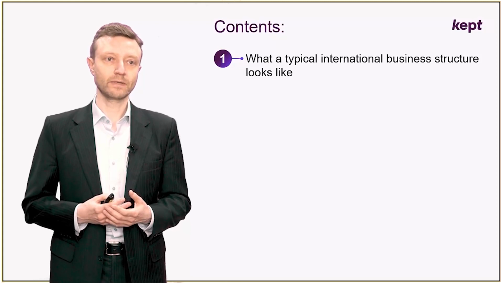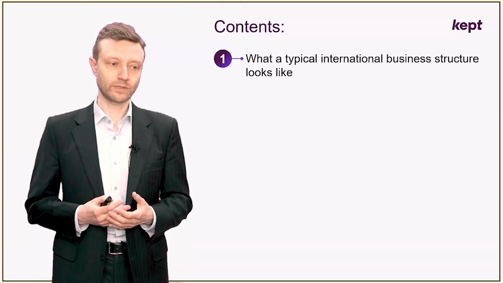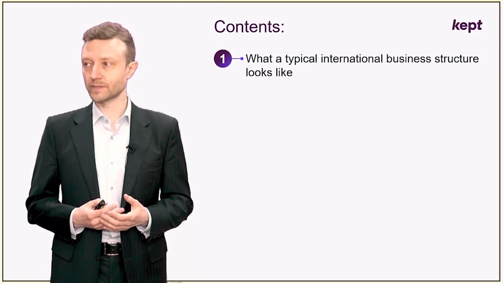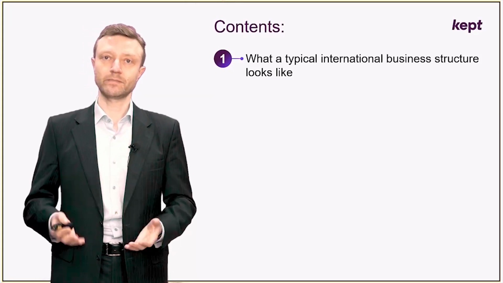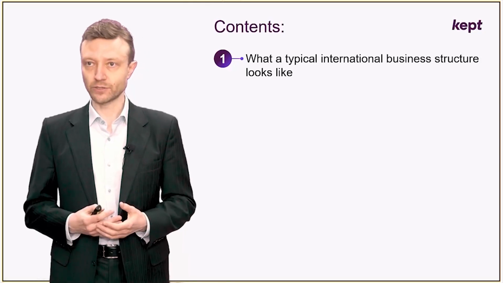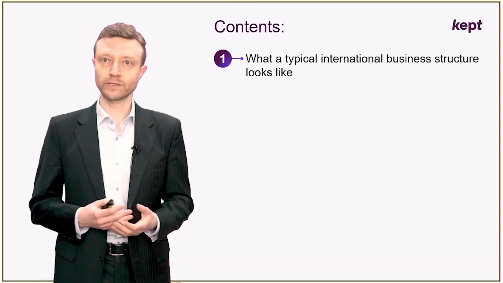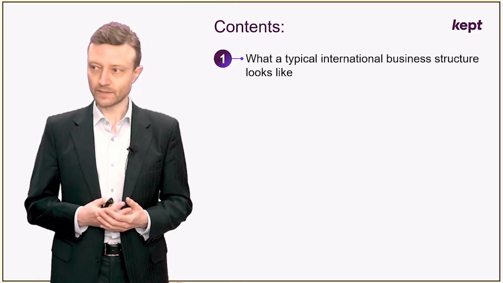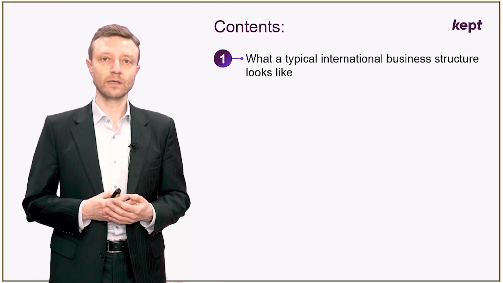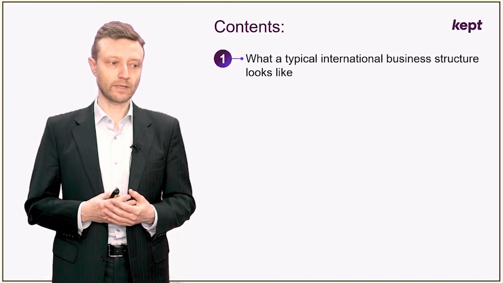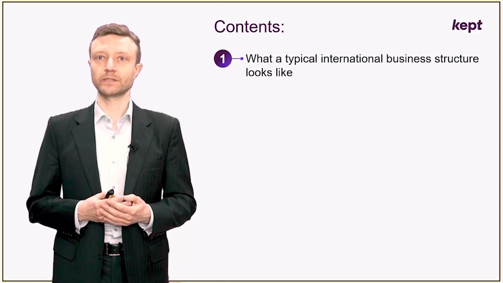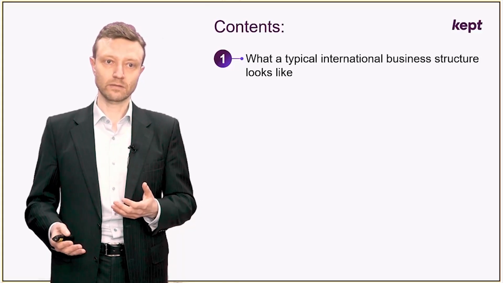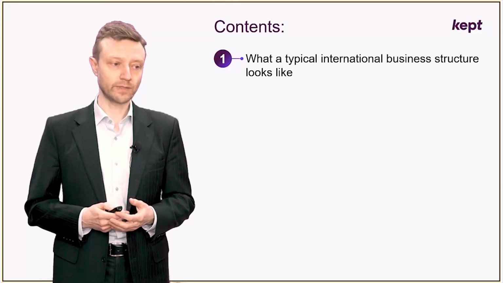should be easy to understand by people who are not necessarily tax experts, but who participate in making decisions that affect international structures and their tax efficiency. For example, lawyers, finance people, business owners, etc. This is why we are going to start by looking at a typical international business structure and typical flows that can occur and typical transactions between companies in a business structure.